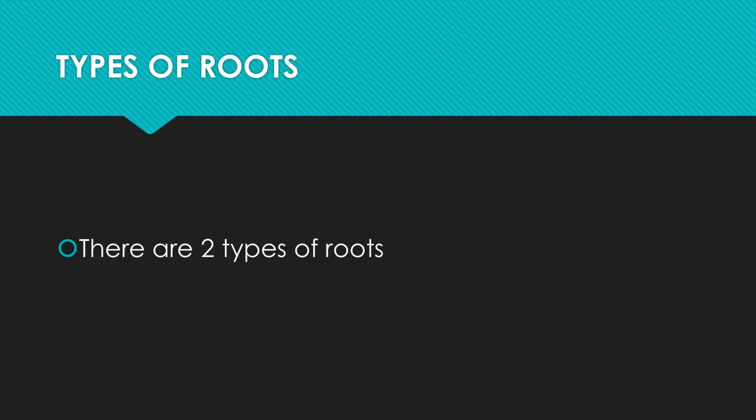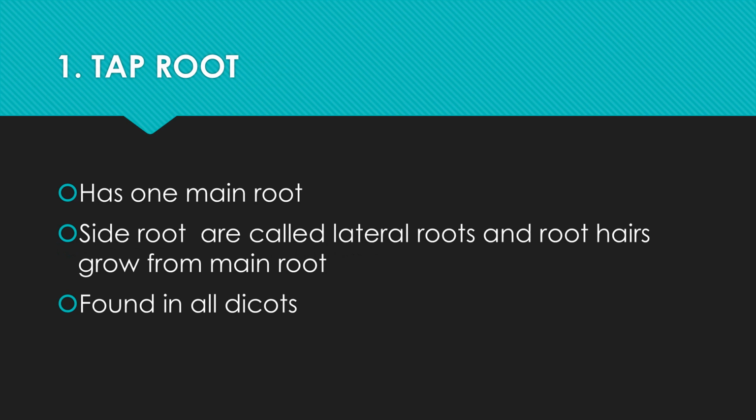Types of roots. We are almost coming to the end of our lesson. There are 2 types of roots, namely taproots and fibrous roots. First, we start with taproots. It has one main root. From the one main root, side roots called lateral roots, and root hairs grow from the main root. Found in all dicots.